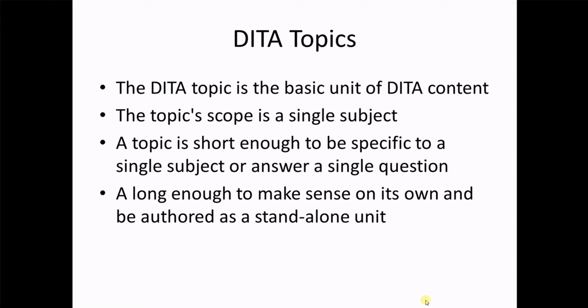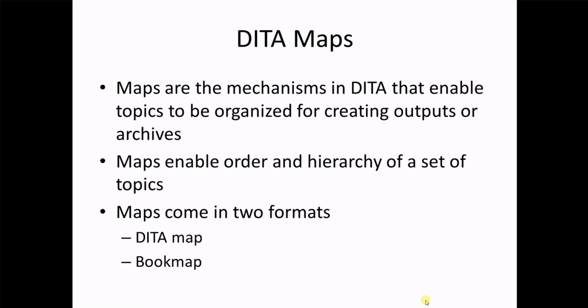Okay, so DITA topics. The DITA topic is a basic unit of DITA content. The topic's scope is a single subject. The topic is short enough to be specific to a single subject or to answer a single question, but long enough to make sense on its own and to be authored as a standalone unit. DITA maps are the mechanisms in DITA that enable topics to be organized for creating outputs or archives. Maps enable order and hierarchy of a set of topics. Maps come in two formats, either a DITA map or a book map.